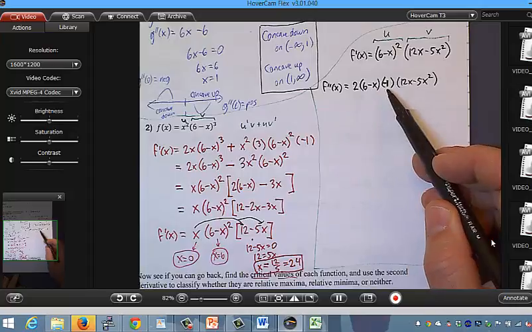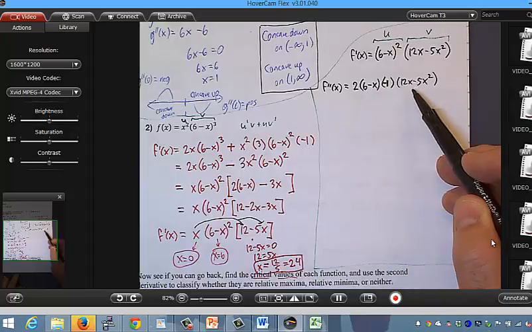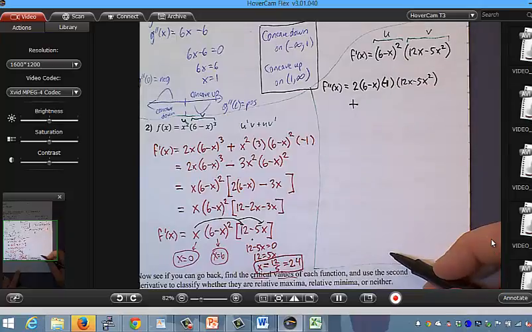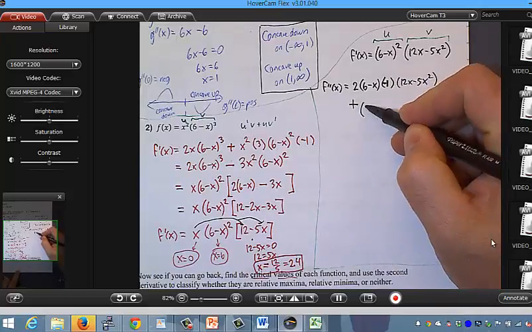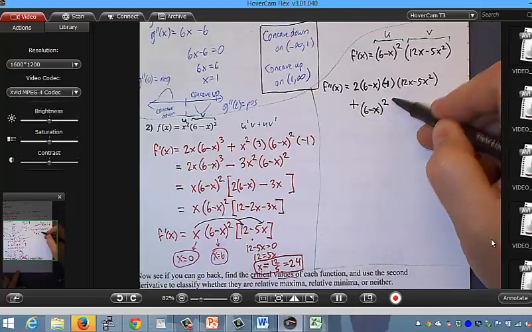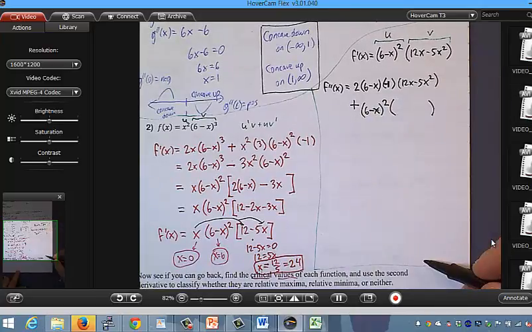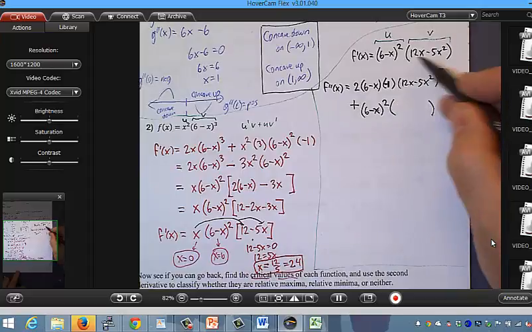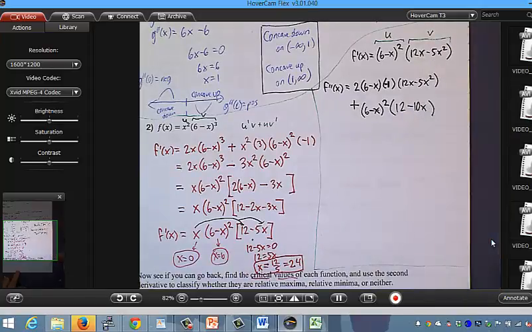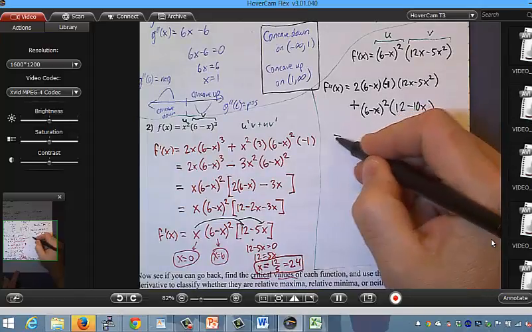So, bing, bing, bong, and then times v, plus u, which would be 6 minus x quantity squared, times what? Well, when I take v prime, it would be 12 minus 10x, right? How many are with me so far? Okay. So, what do you think I'm about to do now?